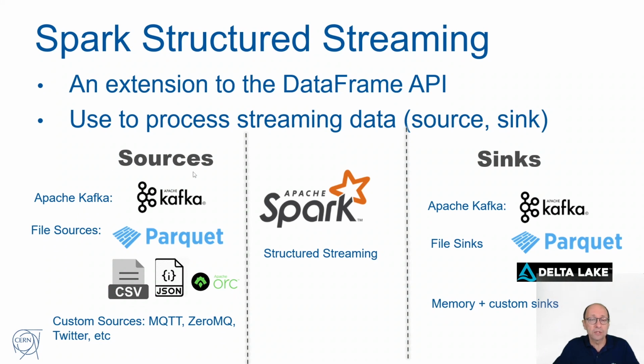You have sources on the left. Apache Kafka is a very popular source of streaming data. Then you have file sources where, for example, you have a folder where new data comes in one of the many formats that Spark can ingest. You can also have custom sources.